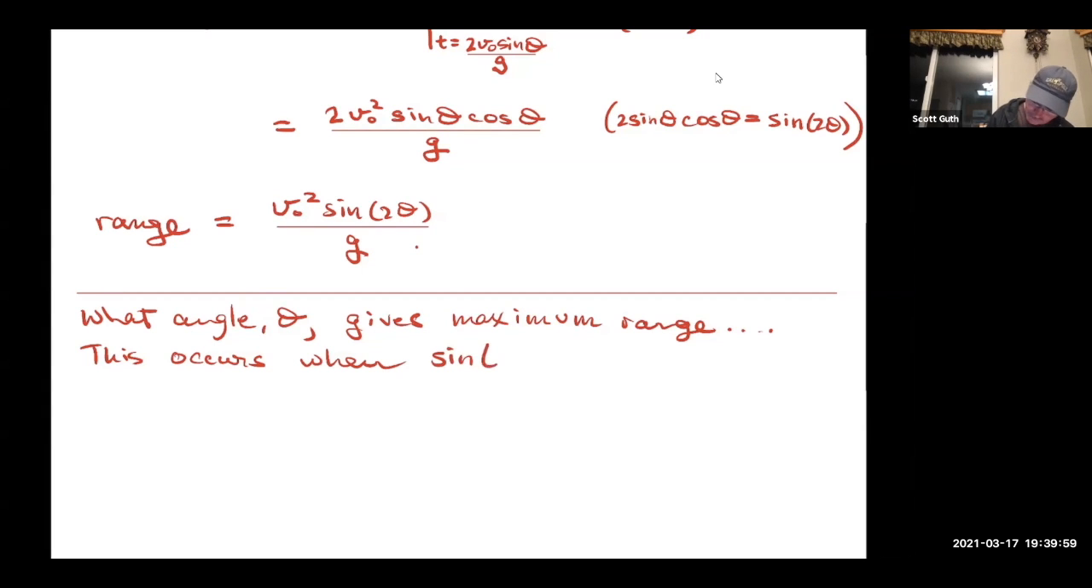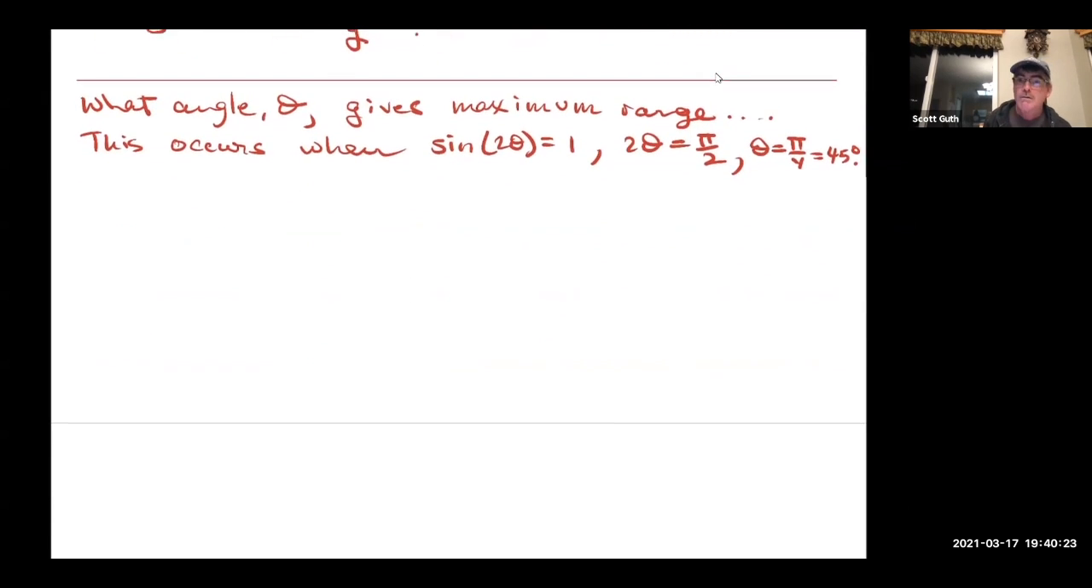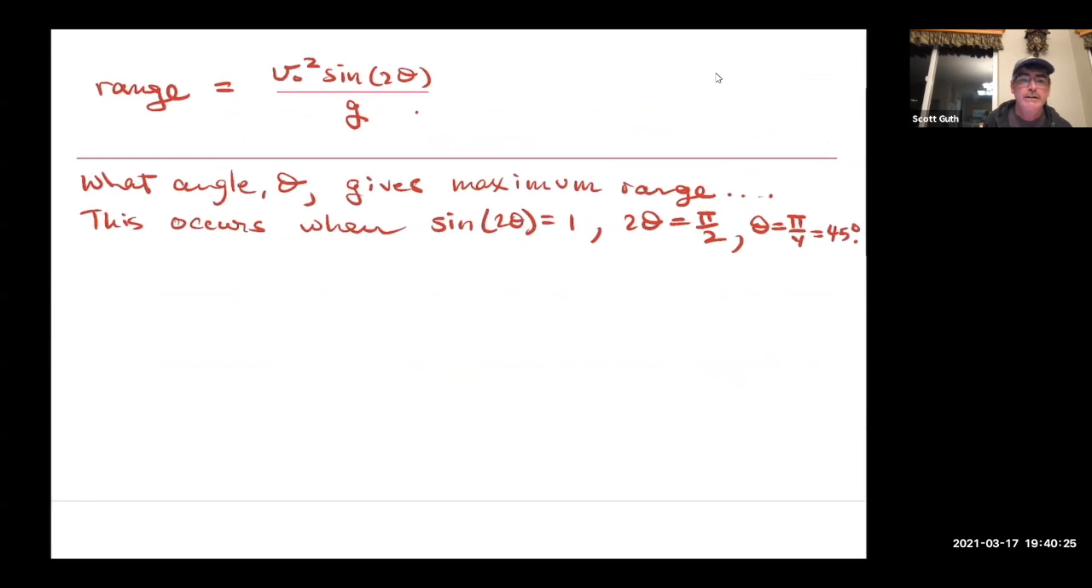Remember, theta is the variable right here. So we want 2 theta to be pi over 2, so theta is pi over 4, which is 45 degrees. And I think if you think about it, that makes a lot of sense. Okay, any questions there?